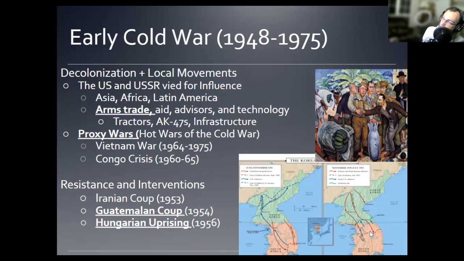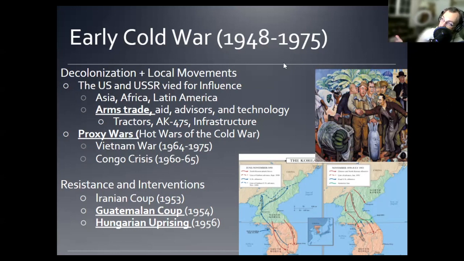So, for example, this included in 1953 overthrowing the government of Iran when the United States was concerned about its nationalization of the oil industry, as well as the coup against the nation of Guatemala in 1954, as well as the Soviet crushing of the Hungarian attempt to move a little bit further away from the Soviet Union in 1956. Both sides were perfectly willing to use violence to achieve their means. And that's part of the Cold War.